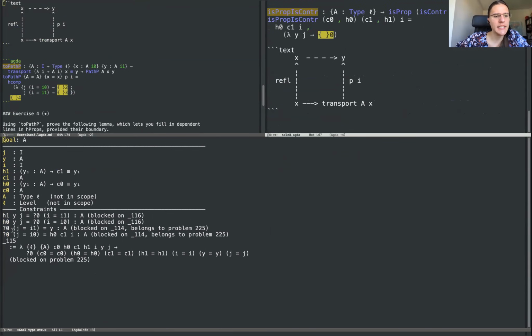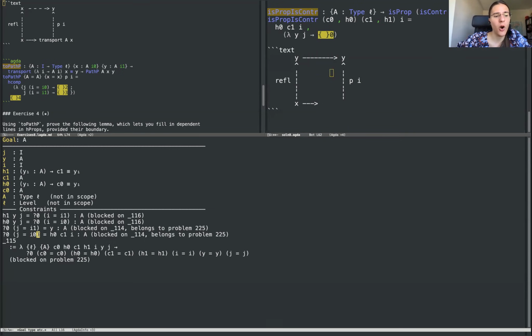So you can see that that hole at J is equal to I1. So let's say this is my I axis, and this is my J axis. So when J is equal to I1, I want it to constantly be Y. When J is I naught, I want it to be H naught C1 of I.